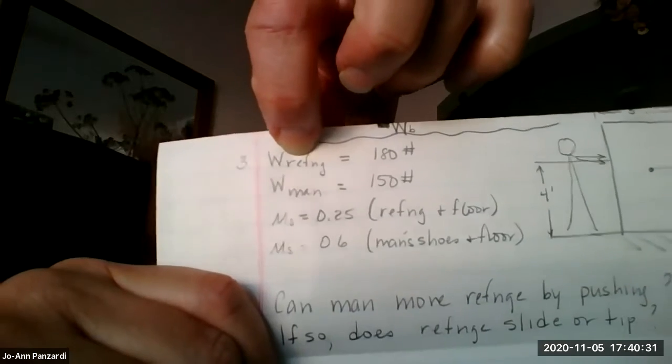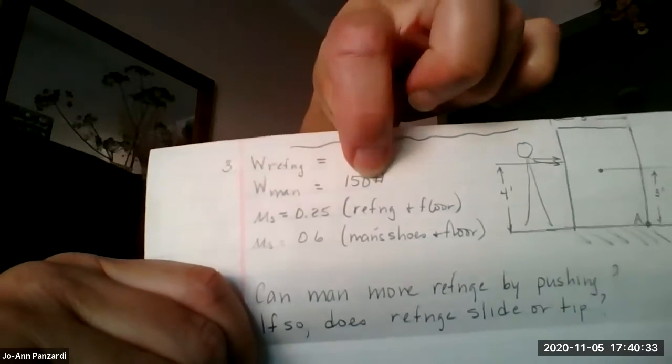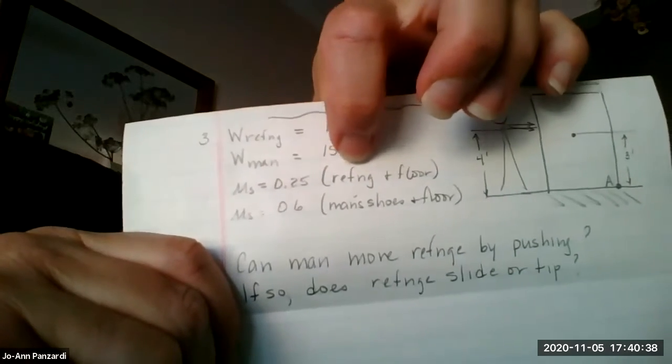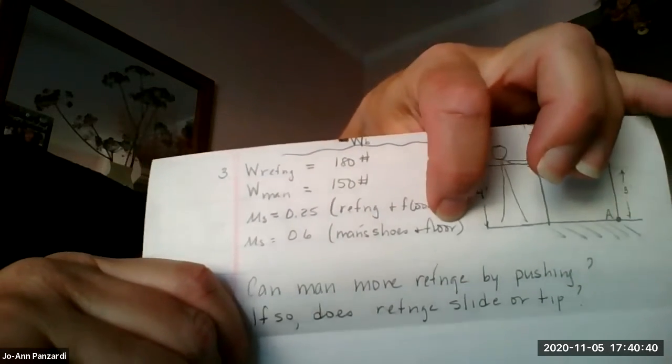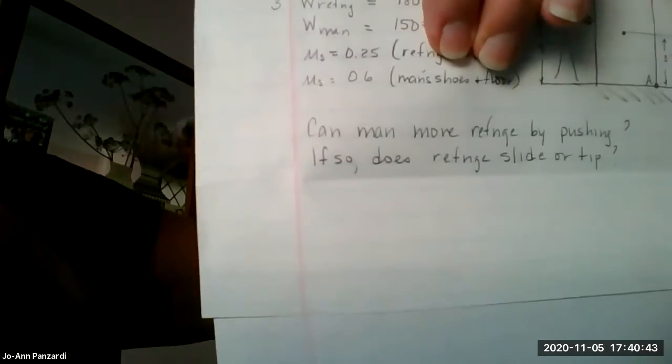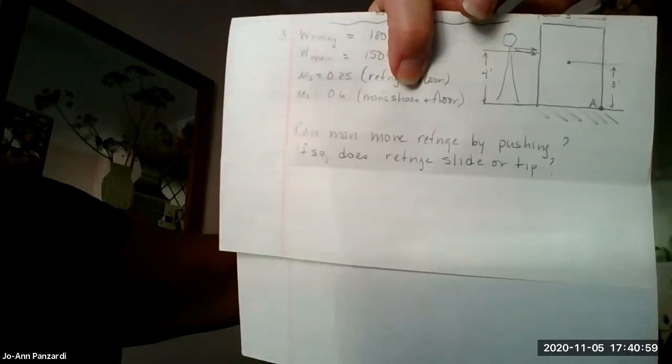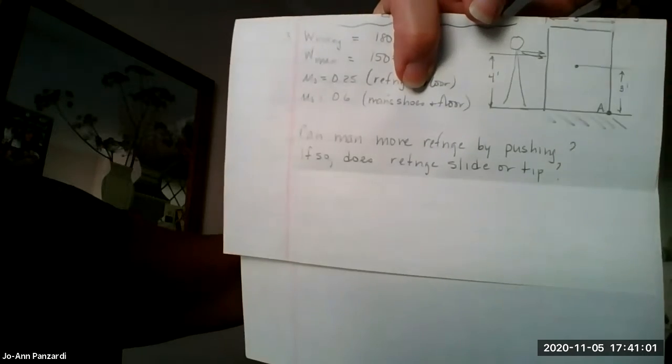Okay, then I'm also giving you the weight of the refrigerator, the weight of the man, and then the coefficient of friction for both between the refrigerator and the floor and the man's shoes and the floor. And the question asks, can the man move the refrigerator by pushing? And if so, does the refrigerator slide or tip? Okay, so the question is, can the man move the refrigerator by pushing? And if so, does the refrigerator slide or tip?